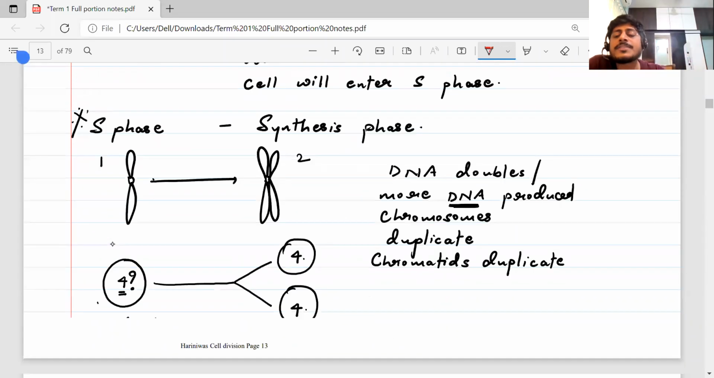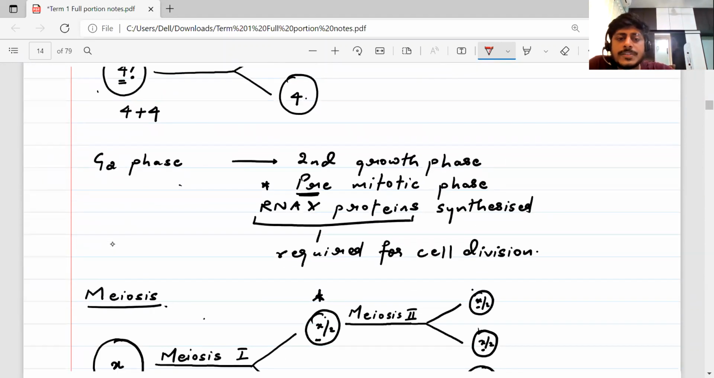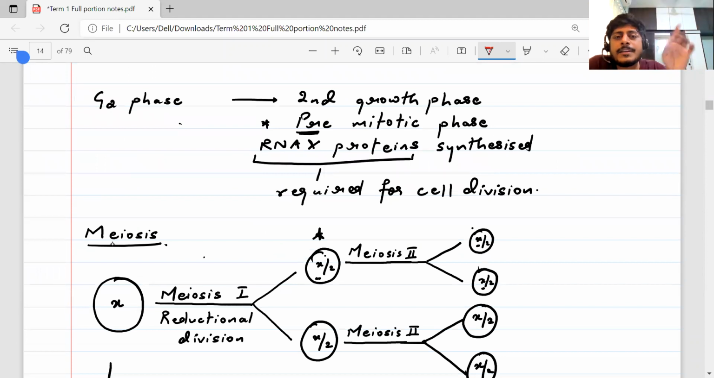S phase is basically your synthesis phase, in which what happens? The DNA duplicates. Okay, DNA duplicates in S phase. This is the most important part here, which is where the MCQs are asked from. So the DNA doubles or the DNA duplicates or the chromosomes duplicate, whatever you see. But it is the DNA, remember, that we are looking at. G2 phase, RNA and protein are synthesized, which are basically required for the next cell division.